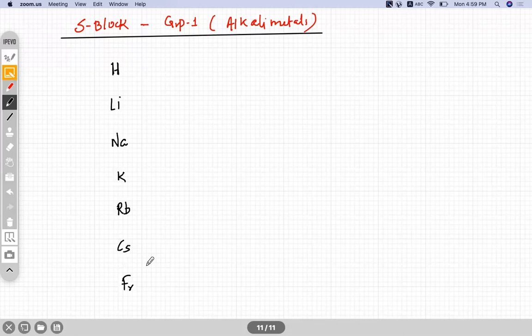Why are these elements placed in group one and why are we calling them S block elements? How do we define blocks in the periodic table? Any idea? How do we define different blocks? Why do we place sodium in S block? Why not in P block?